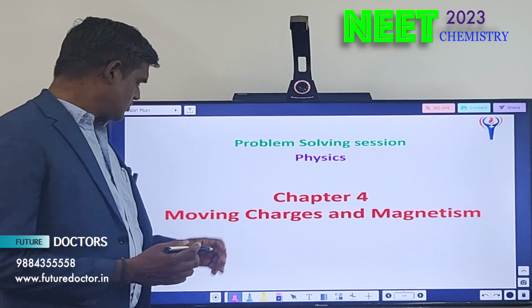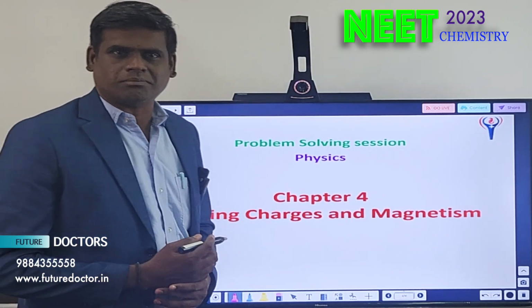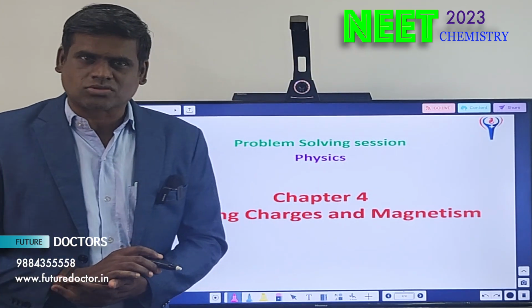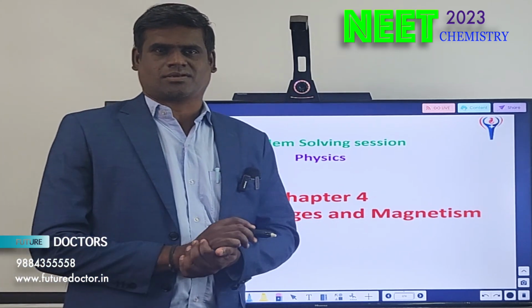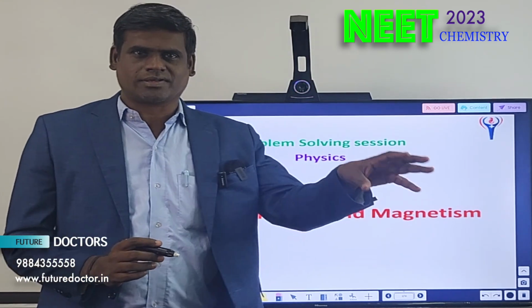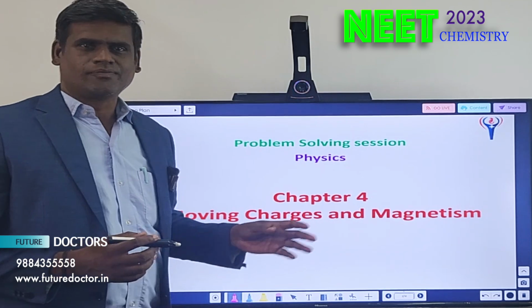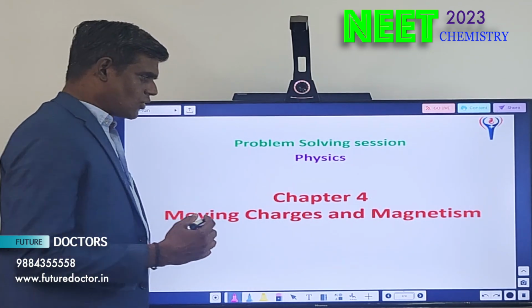Topic chosen today is from chapter 4, Moving Charges and Magnetism. Today is not a problem solving session, but a problem questionnaire session. That is, 7 questions will be showered in this session, and in the next session we will solve the solution for these questions. Let's move to question number 1.